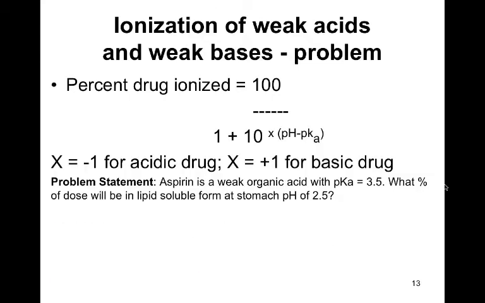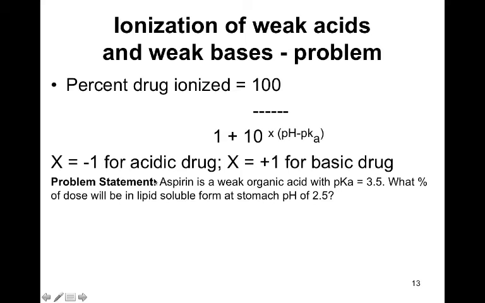Now let's use these concepts that we've worked on so far and solve a practical problem. A practical problem that will tell us how much of the drug is ionized and how much is unionized. So there is a formula that tells you what percent of the drug will be ionized. That particular formula is given by 100 divided by 1 plus 10 to the power x, where x is -1 for acidic drug or +1 for basic drug, times pH of the medium minus pKa of the weak acid or weak base that's in the problem.